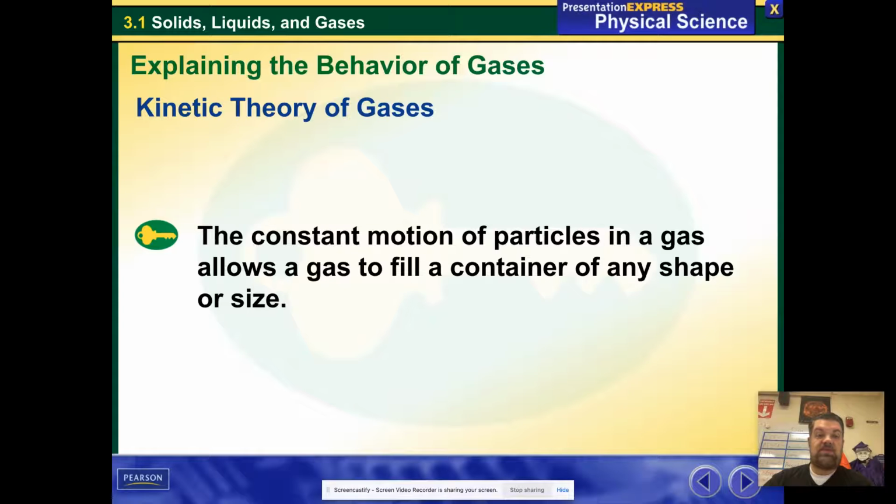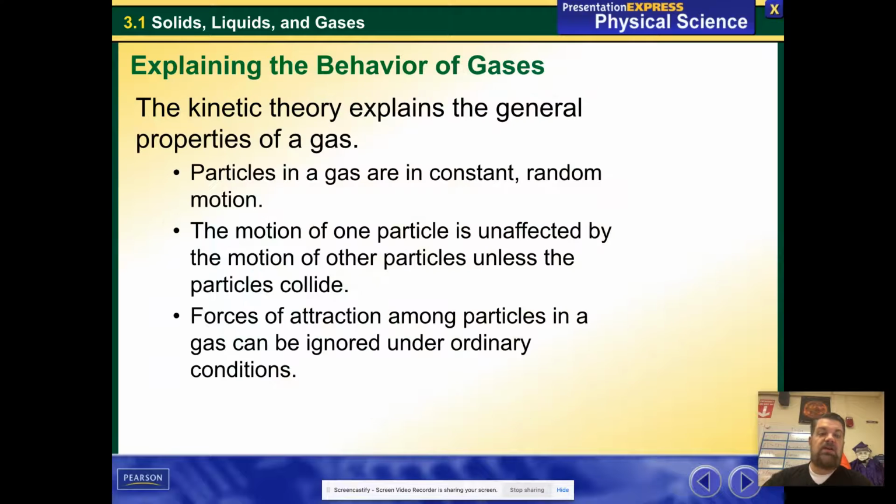So the constant motion of particles in a gas allows the gas to fill the container of any shape. So these molecules are bouncing around, bing, bing, bing. Particles in a gas are in constant random motion. The motion of one particle is unaffected by the motion of the other particles unless the particles collide. Forces of attraction among the particles in the gas can be ignored under ordinary circumstances. And this is all sensitive to temperature.